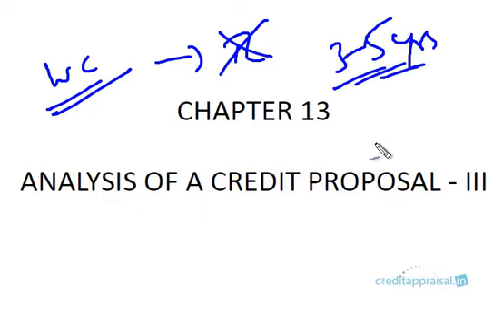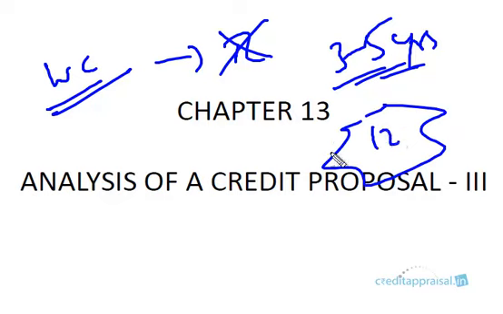By which time, say in the last year's renewal or before that, you have considered everything we discussed in chapter 12. So we have checked the project was completed. We are convinced that the promoters have brought in the envisaged funds. There was no diversion of funds. We have checked all this. Let us assume that part is over.